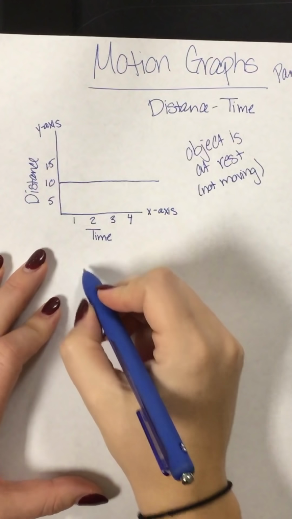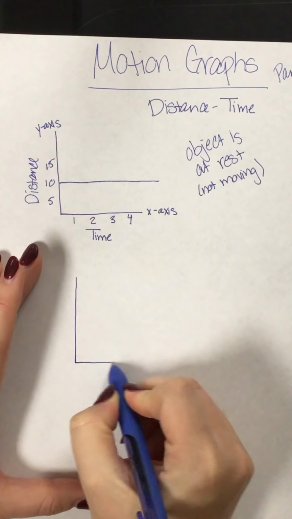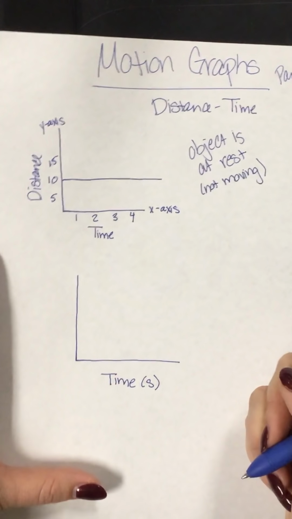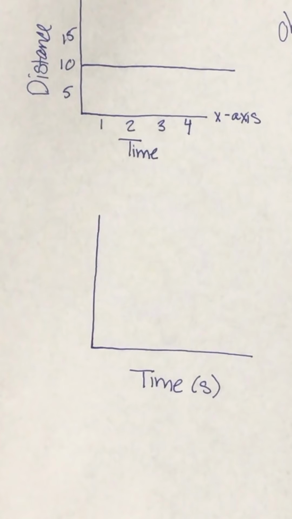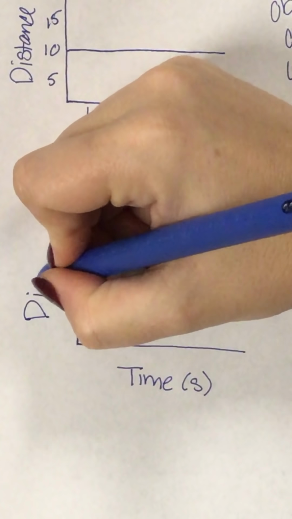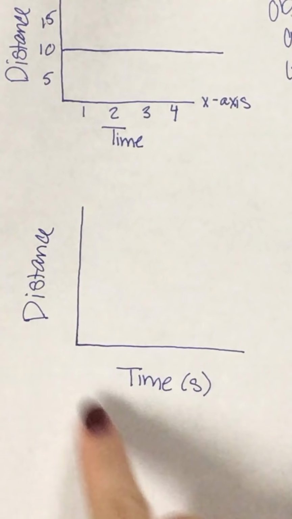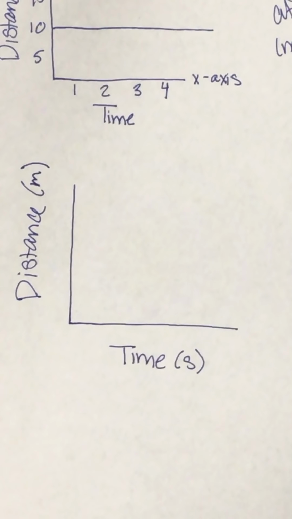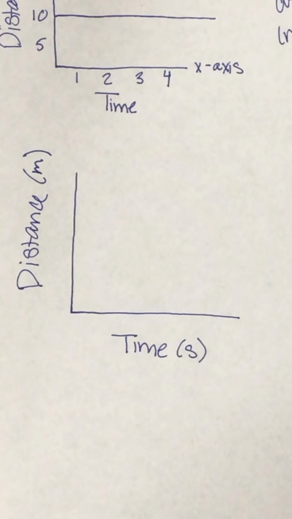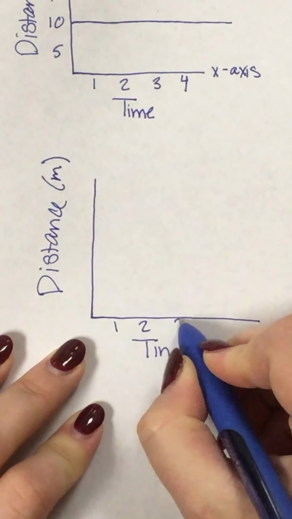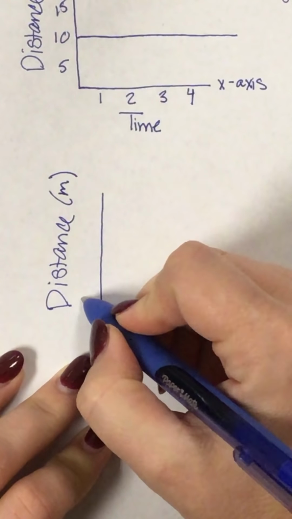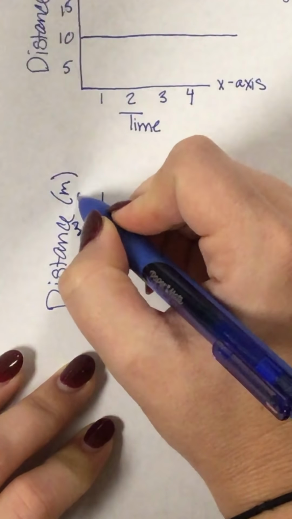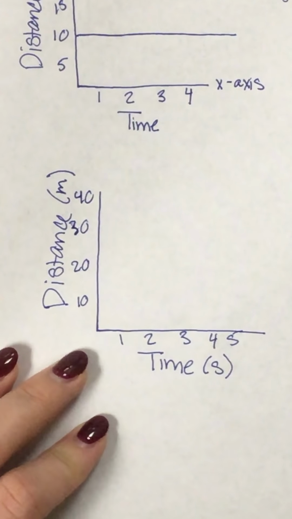Just give yourself a little bit of room below this one. Again, we know that our x-axis is time. We can use seconds. We know our y-axis is going to be distance. So we're looking at how far an object is traveling in a certain amount of time. We can use meters for our distance. Again, we can label it 2, 3, 4, and 5 seconds. We can do 10, 20, 30, 40 meters. And here's what our next graph is going to look like.